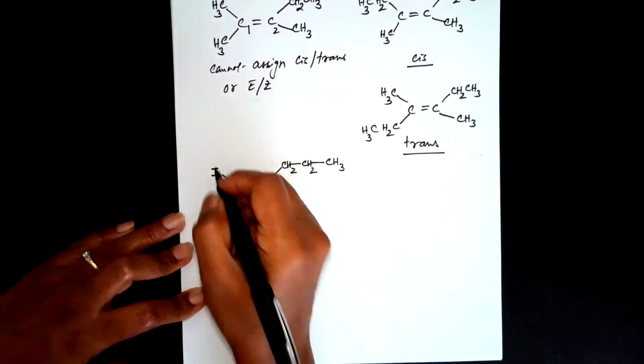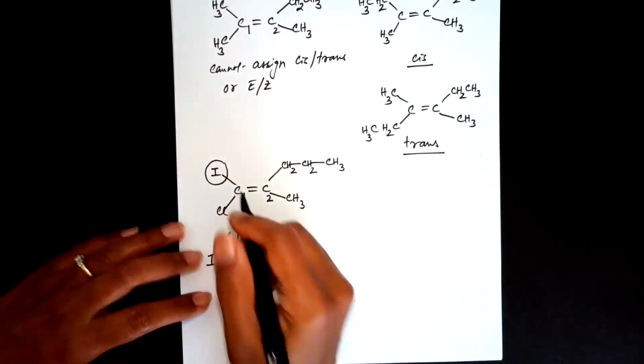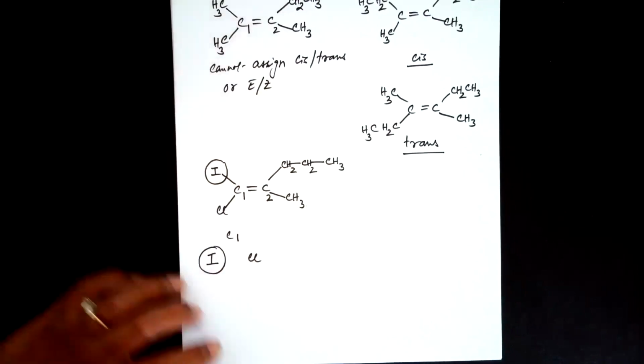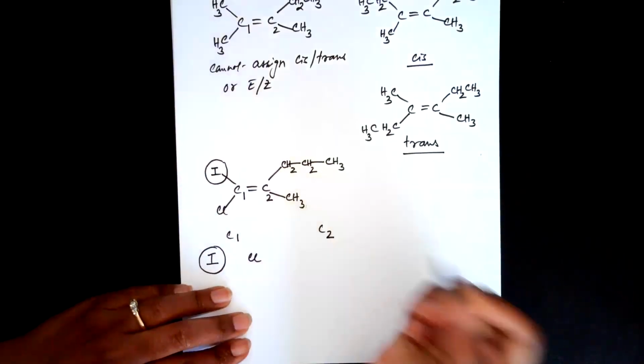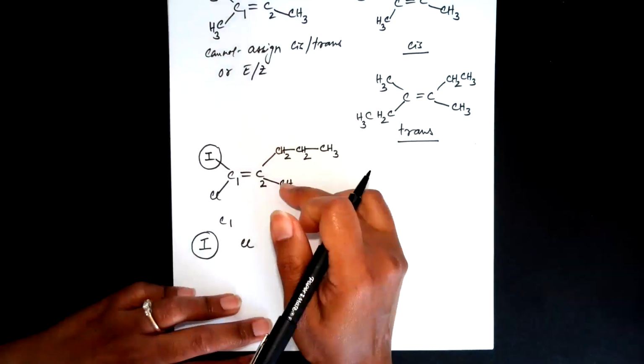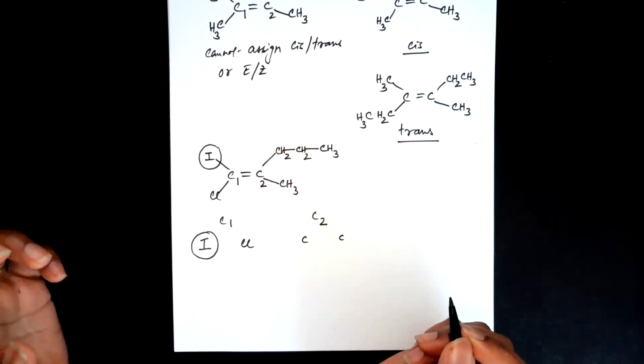Who wins? Iodine has the higher atomic number. Again, atomic number. So this is the one that wins. Now I'm at C2. What is my first point of contact? I have a carbon versus a carbon. Both of them are carbons. I can't decide.